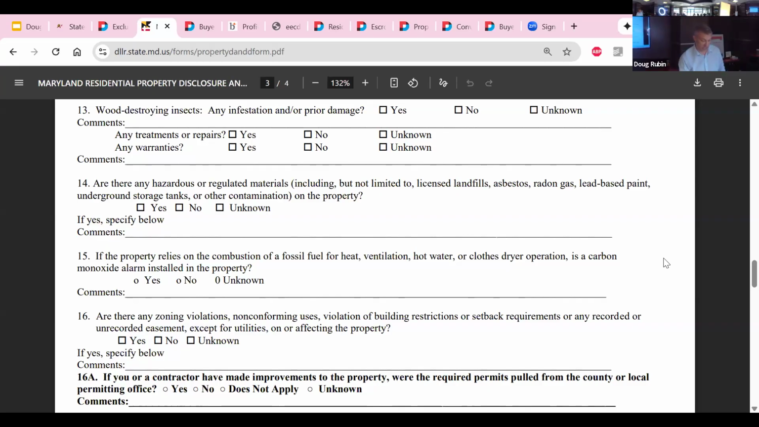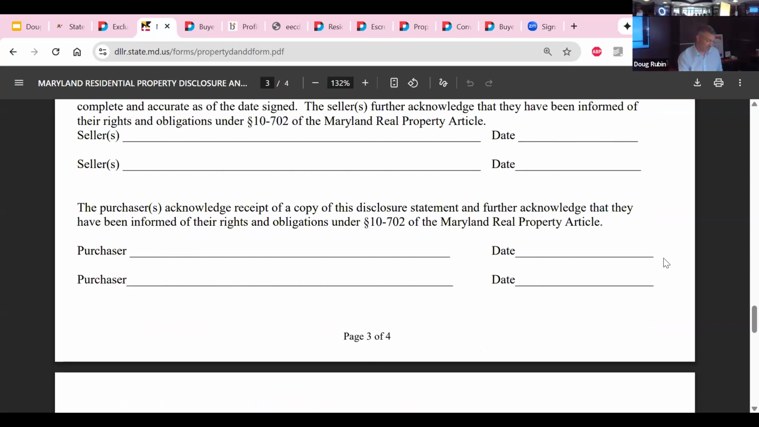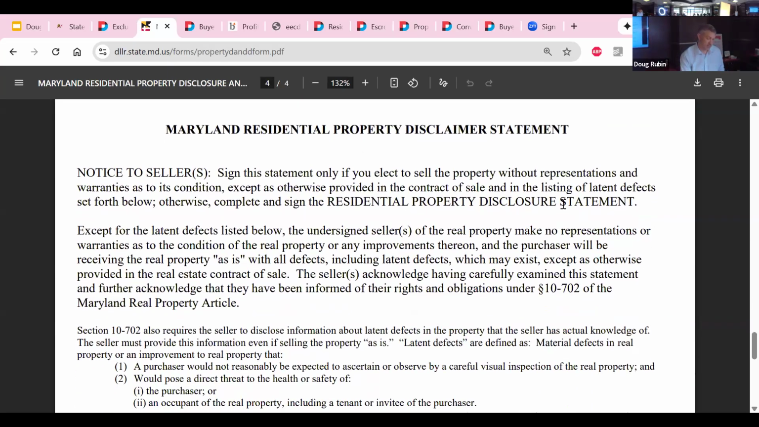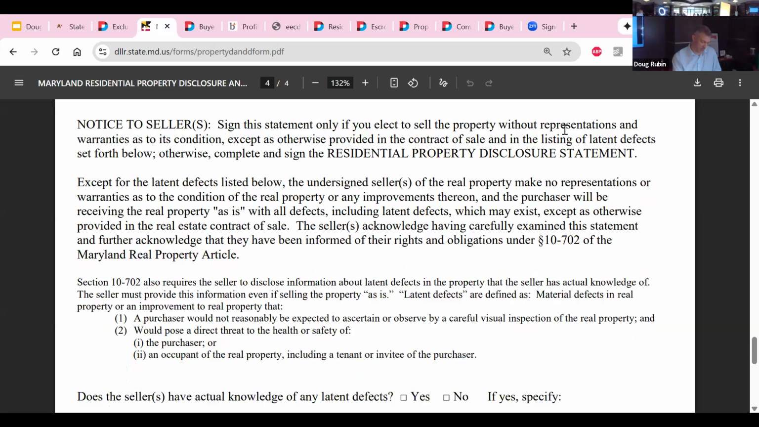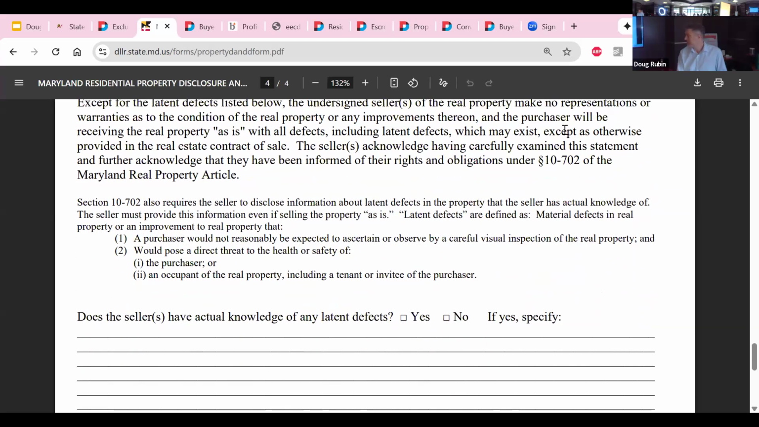The other option, which I have to say is more often taken, is page 4, which is the property disclaimer statement. So please don't fill out pages 1 through 4. You either do 1 through 3, the disclosure, or page 4, which is the disclaimer. The disclaimer sort of says, if you read it quickly, buyer beware, get an inspection, figure it out yourself. With one important caveat.